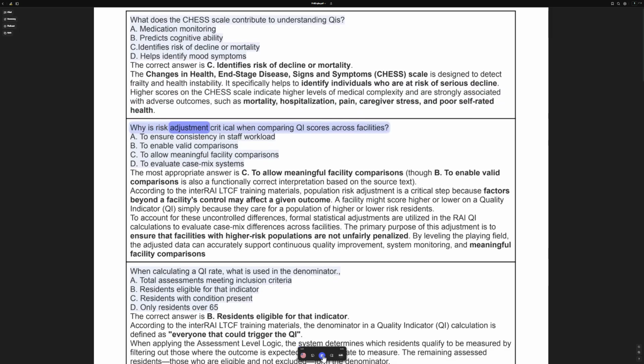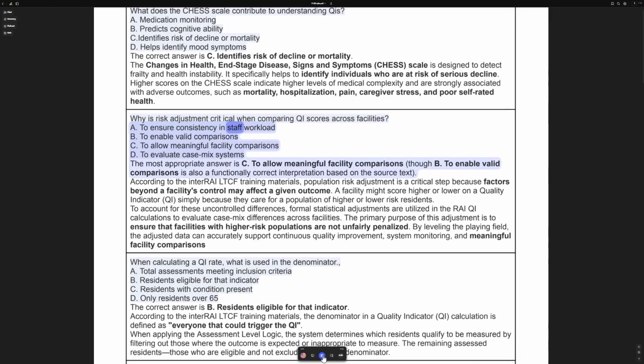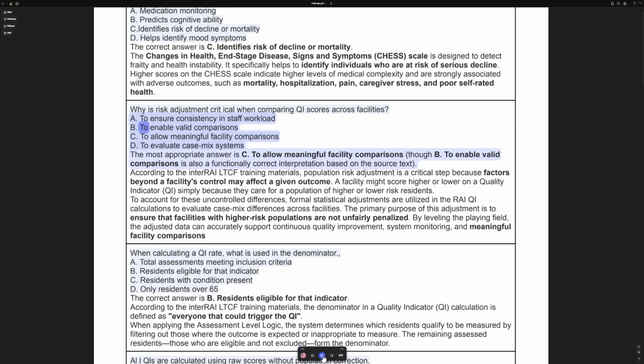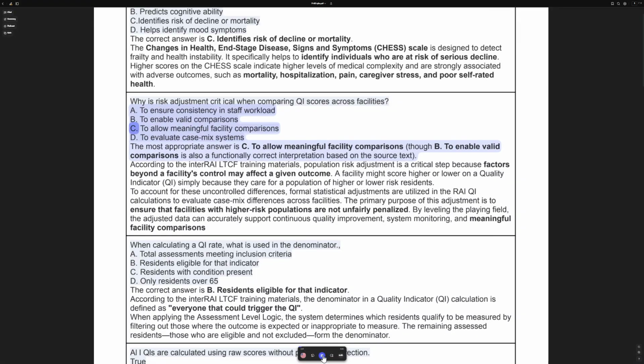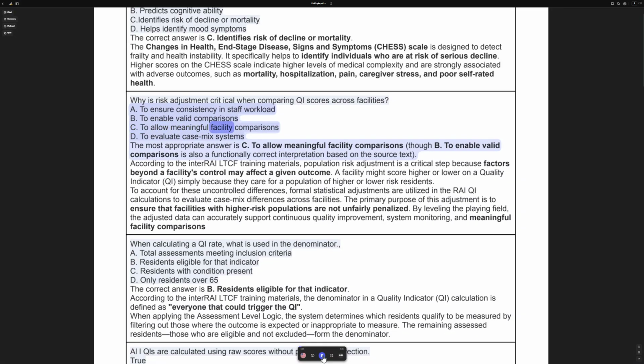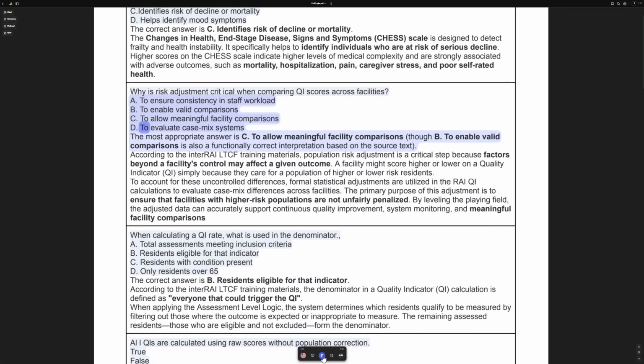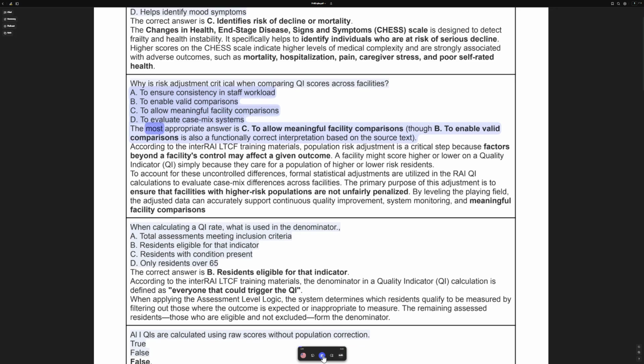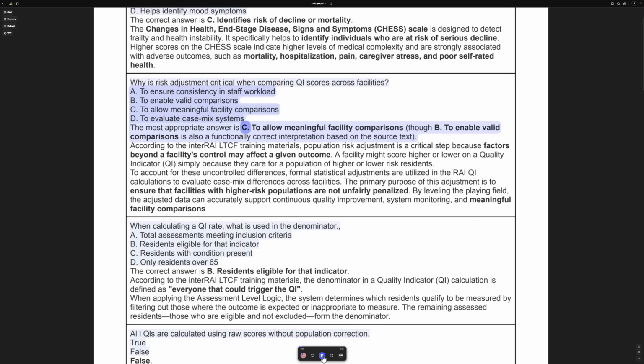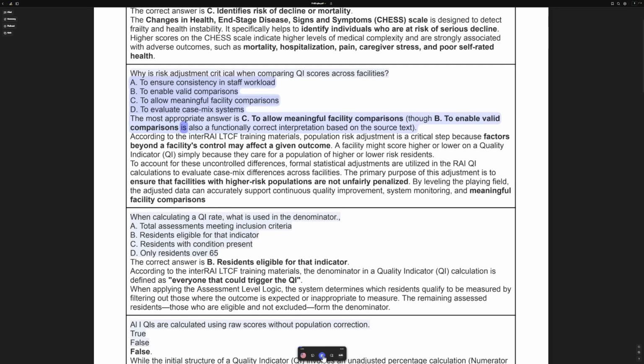Why is risk adjustment critical when comparing CHESS scores across facilities? A. To ensure consistency in staff workload. B. To enable valid comparisons. C. To allow meaningful facility comparisons. D. To evaluate case mix systems. The most appropriate answer is C. To allow meaningful facility comparisons, though B, to enable valid comparisons, is also a functionally correct interpretation based on the source text.